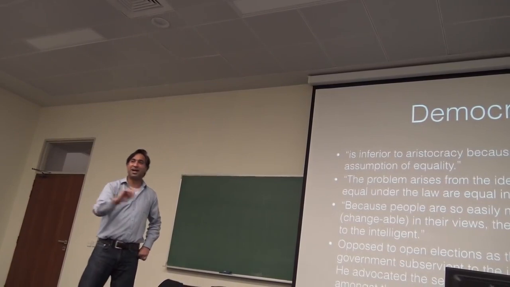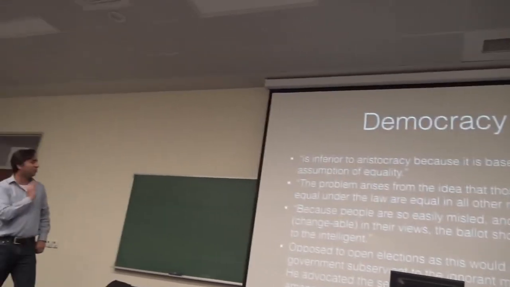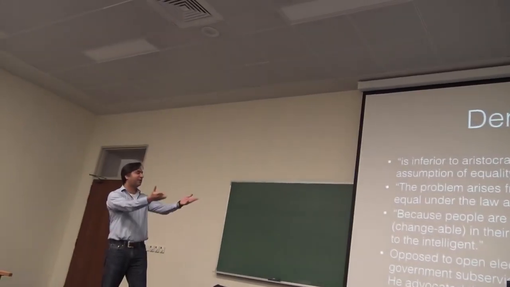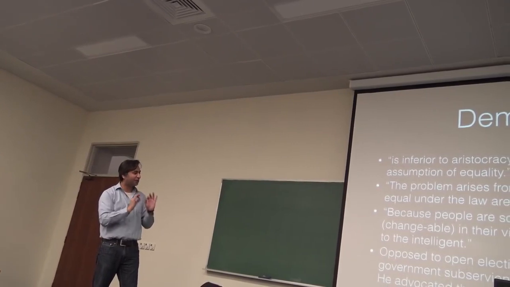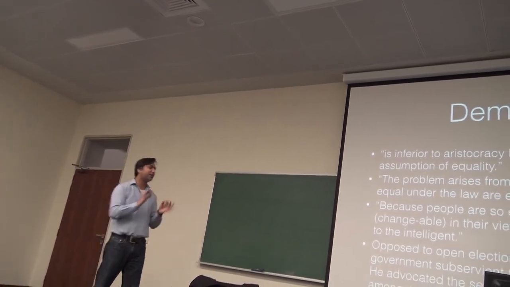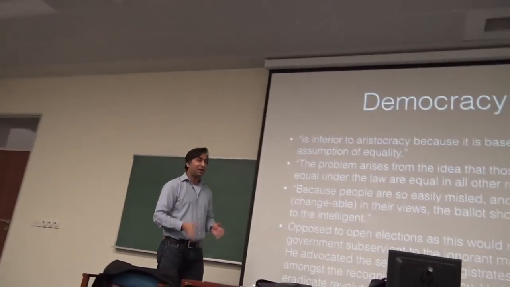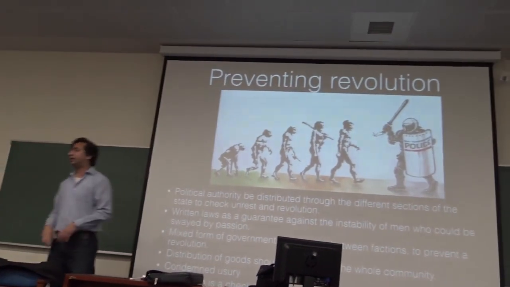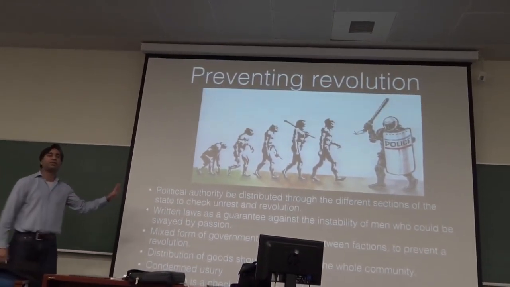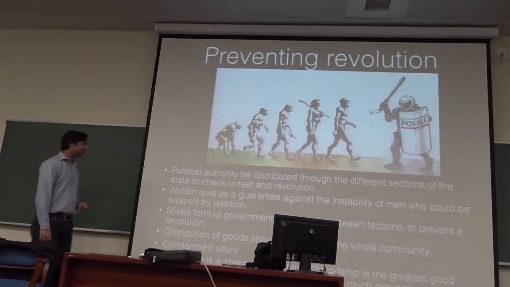उससे पहले nada, निश्चित. He was opposed to open elections, as this would make government subservient to the ignorant mass of citizens. There would be mob rule. He advocated the selection of magistrates by lot from amongst the recognized aristocracy. And he hoped, in fact, not to create a revolution, but to eradicate the democratic revolution that was going on. His main goal in writing on politics is, how do we save ourselves from a democratic revolution?